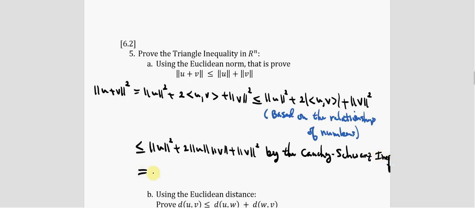And this side here is equal to, this is simply a perfect square trinomial. So this is the norm of u plus the norm of v, all squared. Taking the square roots of both sides produces the inequality that we're proving. That is the triangle inequality.